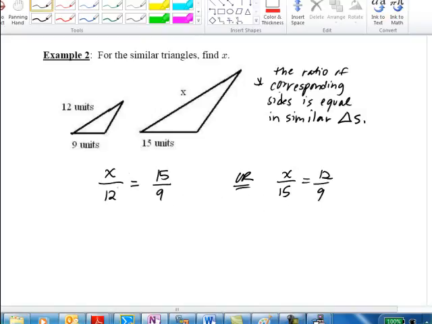Let's work through this one. So now officially we're multiplying. The LCD would be 36, since 9 and 12 both go to 36. So 36 on both sides. So then on the right side that's 3x, and on the other side that's 15 times 4, which is 60. So it looks like x would be 20 units. So the missing side length is 20 units.